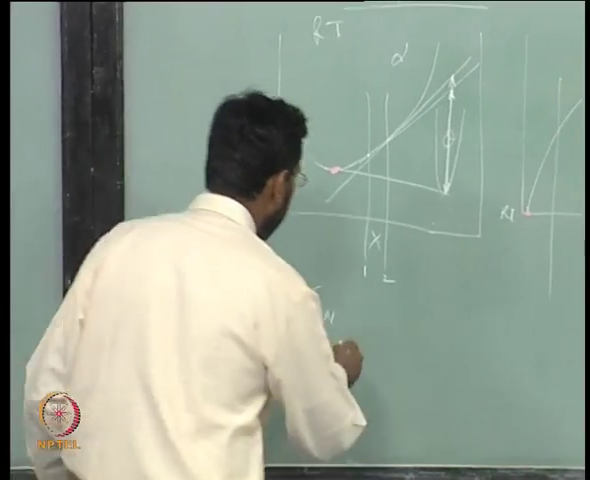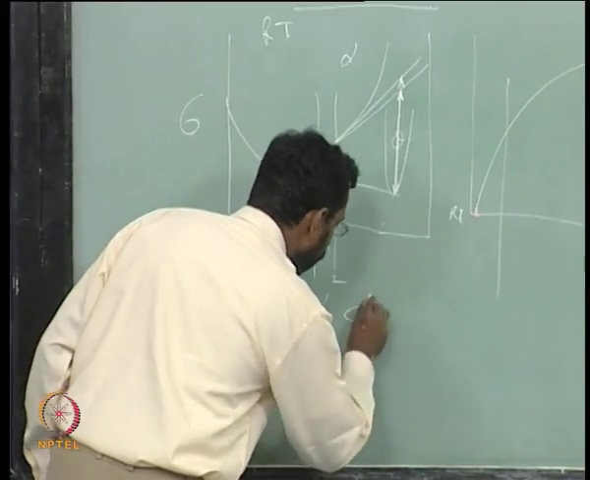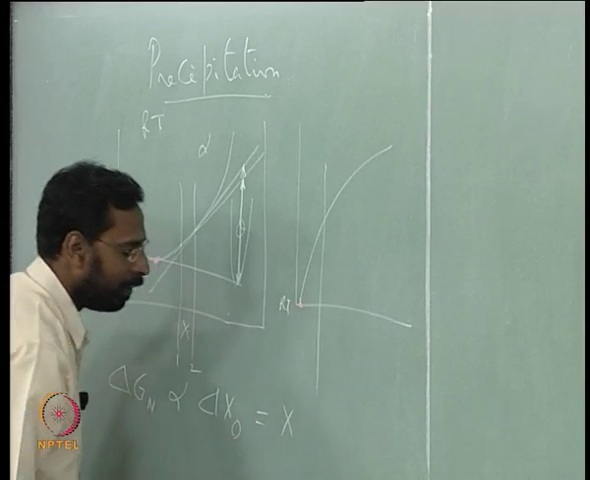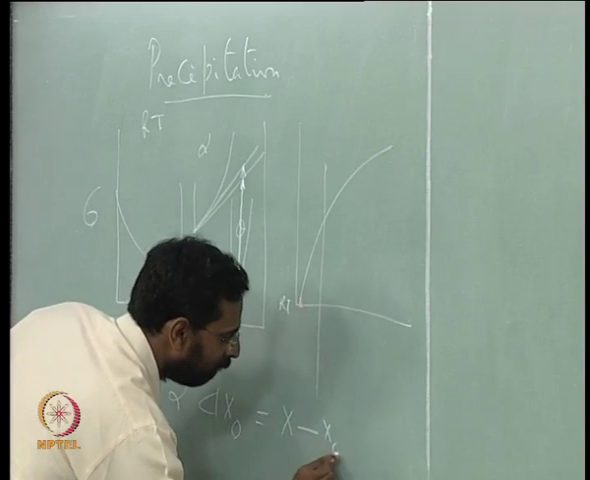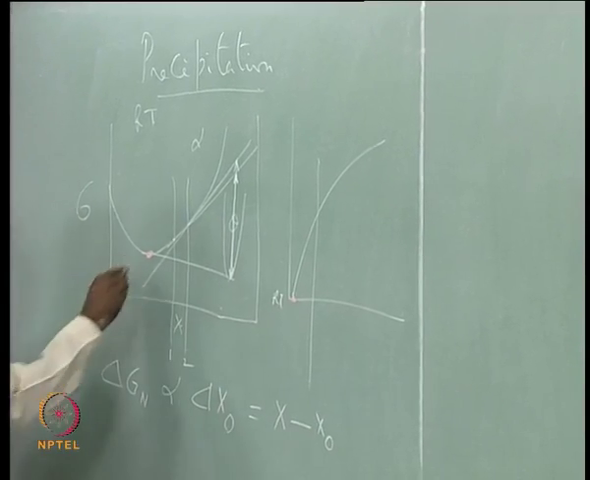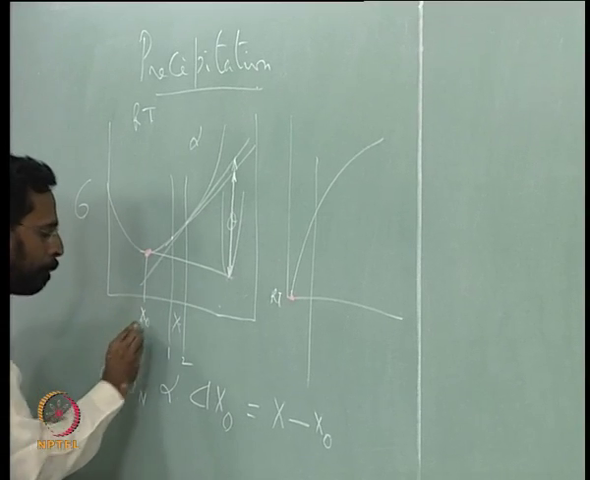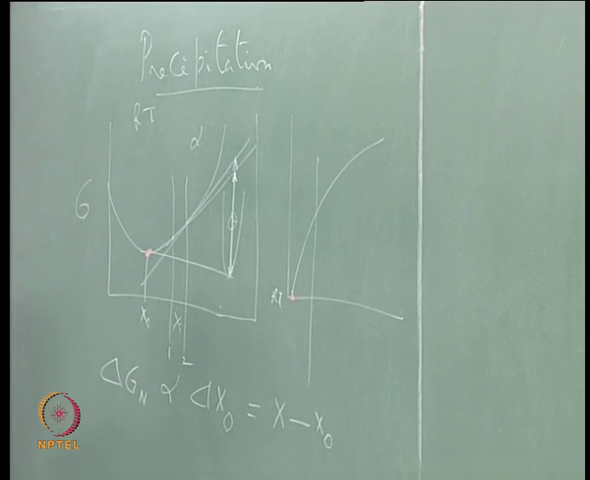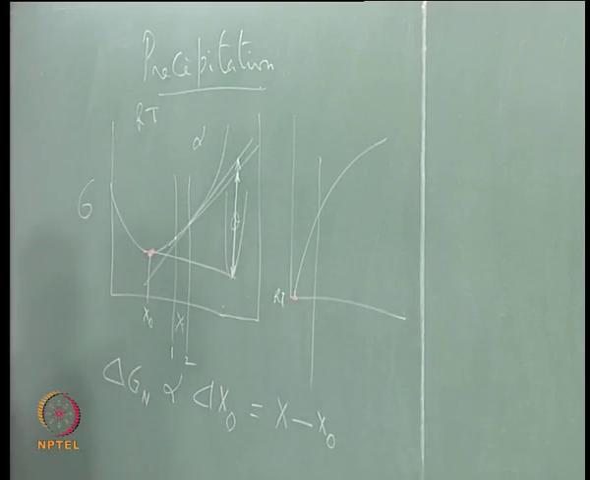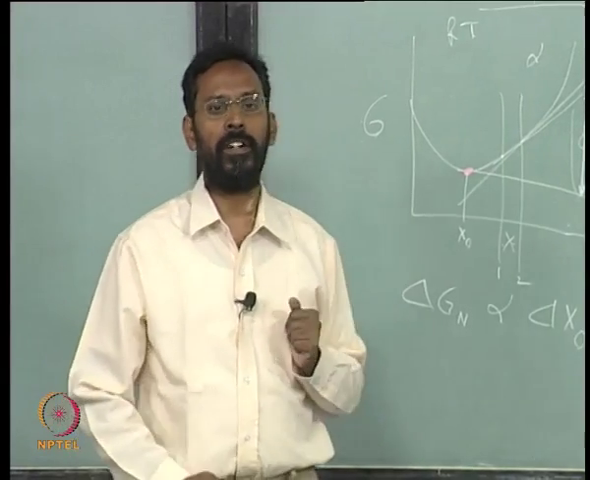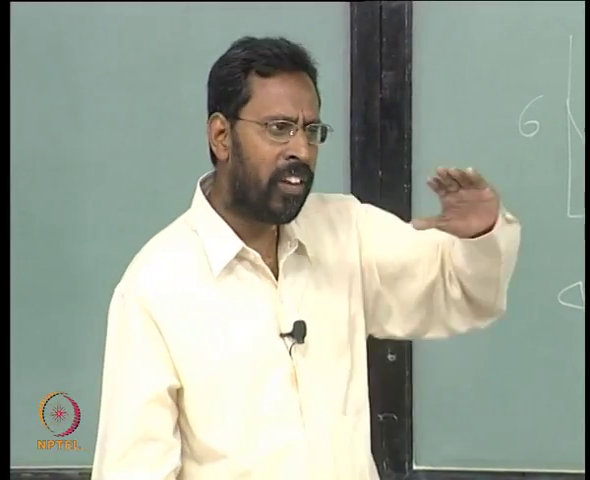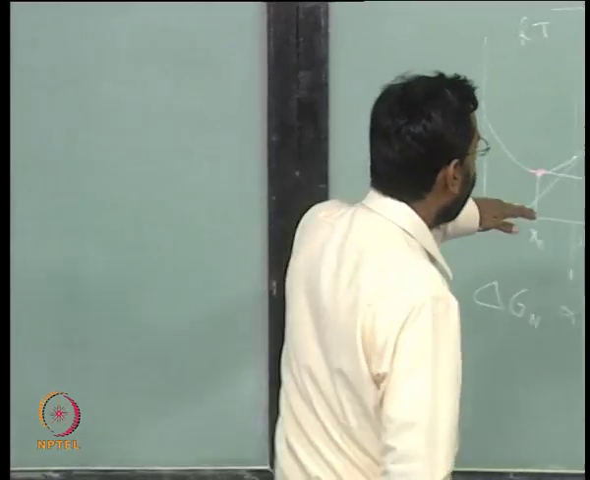So, delta Gn is proportional to delta x naught, where delta x naught is x minus x naught. What is x naught? X naught is the equilibrium composition. This is very clearly seen here. So, if I choose alloys of different compositions, that is the reason why a 2% copper alloy and a 4% copper alloy will have different driving forces at the same temperature. Here I am taking the example of room temperature.